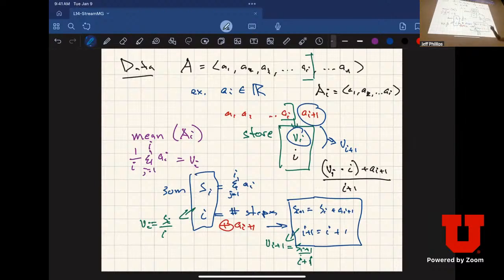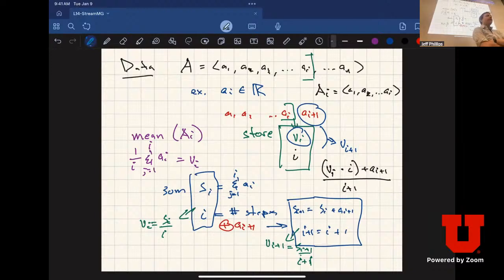Or if I just stored the mean without the counter, right? That's something else I'd have to store. If I just stored the mean without the counter, I don't know how to update the mean. So I have to be a little bit more careful about how I store the data so it can be easily updated. Okay.